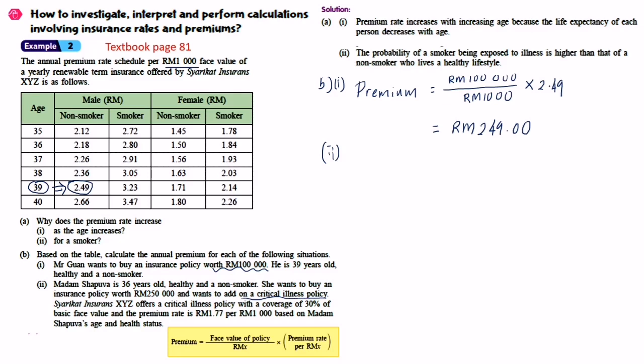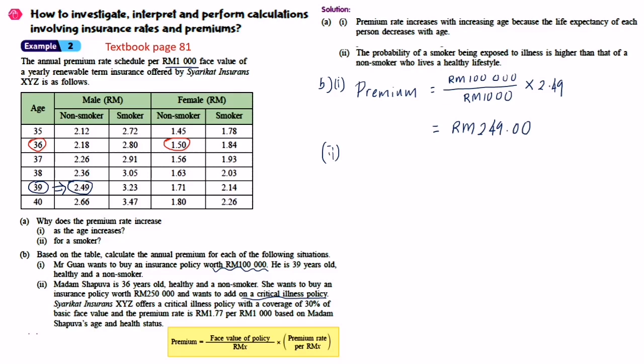From the table, the premium rate: we check, the age is 36 years old, for a female non-smoker, the rate is 1.5.